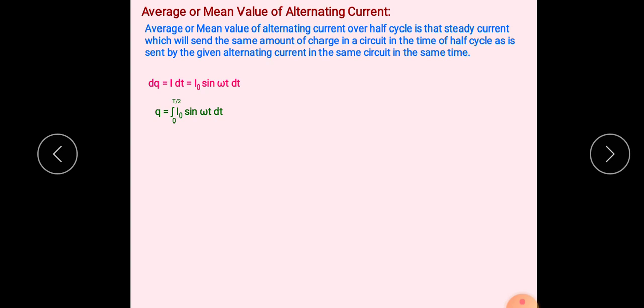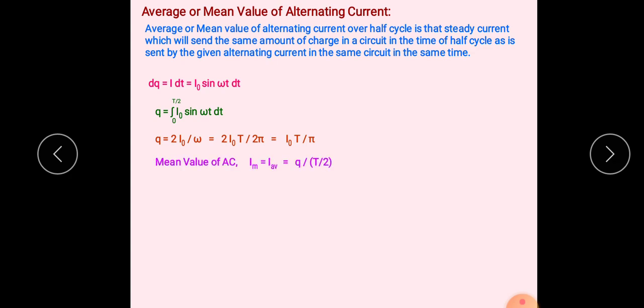As I naught is the maximum current, it is a constant term. We will take it outside of the integration, and when we integrate sine omega t with respect to time, we will have minus cos omega t divided by omega. When we put the value for omega as 2 pi by T, and after putting the lower limit and upper limit, we will have q equals 2 I naught by omega, and definitely 2 I naught in place of omega, it is 2 pi by T, therefore T comes in the numerator, and the total amount of charge for half cycle will be I naught into T divided by pi.